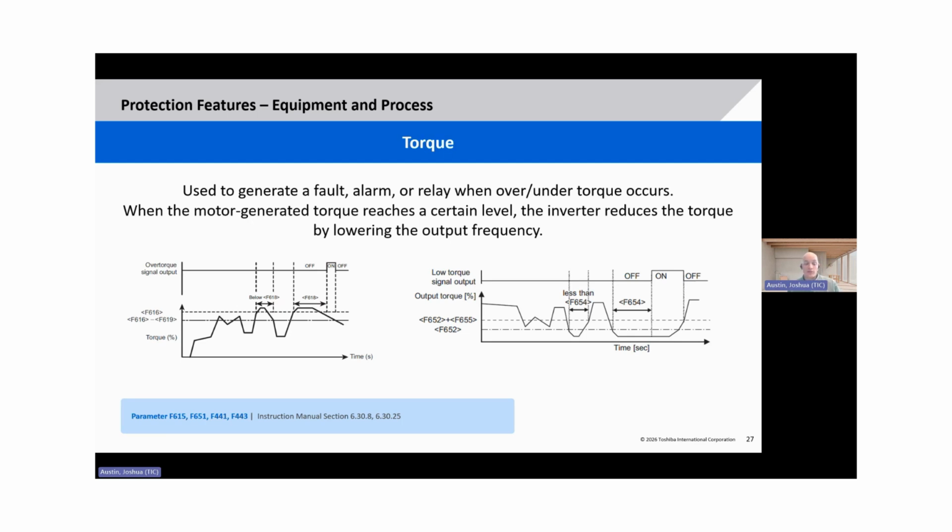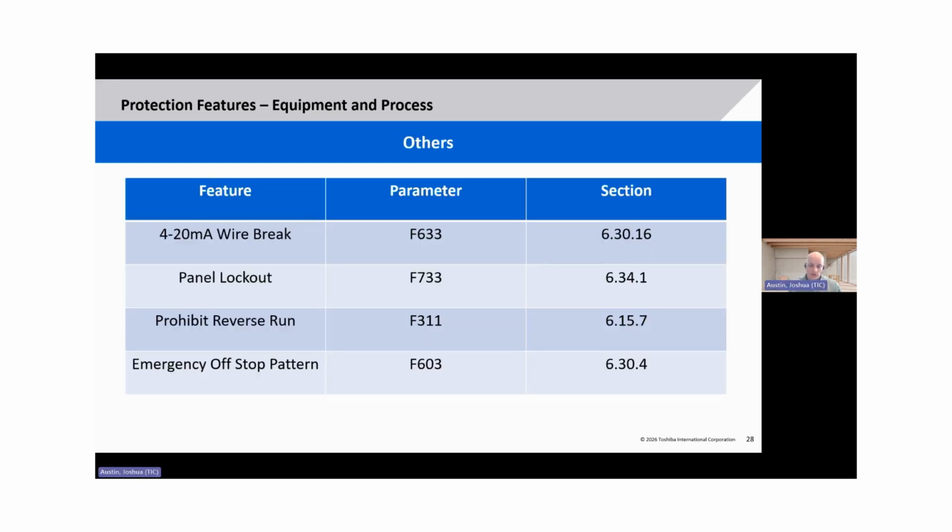But we also have torque limits, and torque limits would be where once we hit a certain predefined or programmed amount of torque, then we will adjust the output frequency so that we are not exceeding that torque limit. So lots of different options on the torque side of things to try and protect the process. Maybe different pieces of equipment should not be overstressed for a certain amount of time.